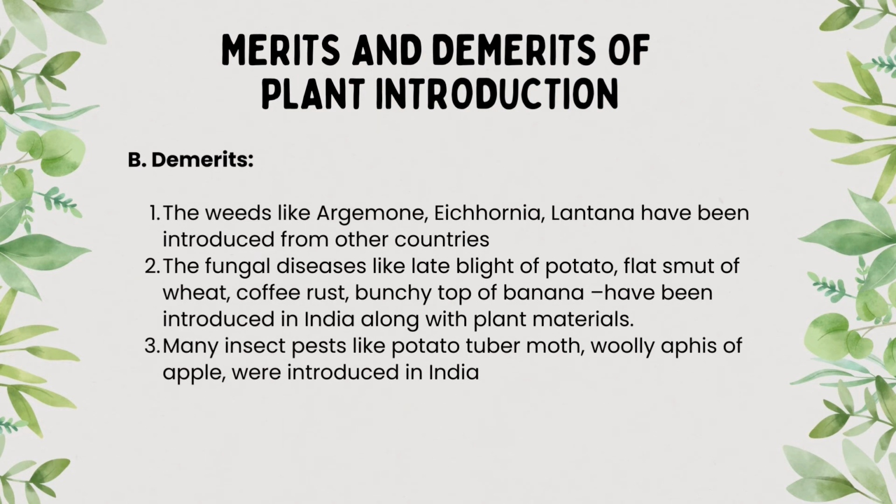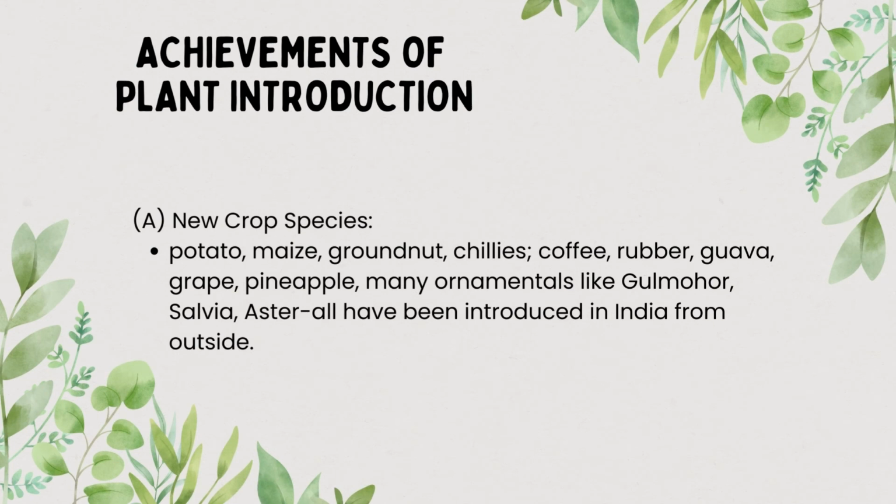Demerits. A. Weeds like Argemone, Eichhornia, and Lantana have been introduced from other countries. B. Fungal diseases like late blight of potato, plum smut or wet, coffee rust, and bunchy top of banana have been introduced into India along with plant material. C. Many insect pests like potato tuber moth and woolly aphid of apple were introduced into India.